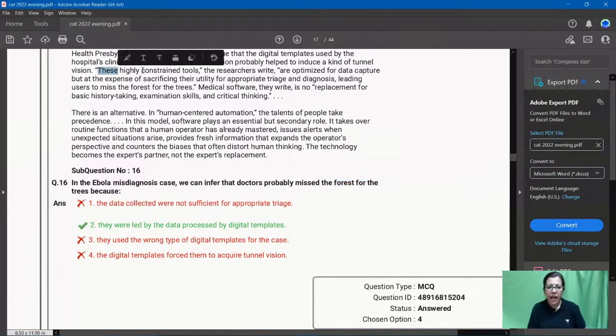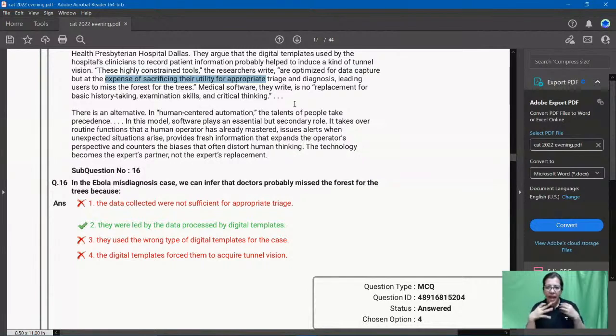यहाँ पे दे रखा है, देखो. Highly constrained tools, the researchers write, are optimized for data capture, but at the expense of sacrificing the utility for appropriate triage. तो भाई triage और diagnosis होना चाहिए, वो नहीं हो रहा है, and बिल्कुल ही माइक्रो लेवल पे हो रहा है. Highly constrained tools.